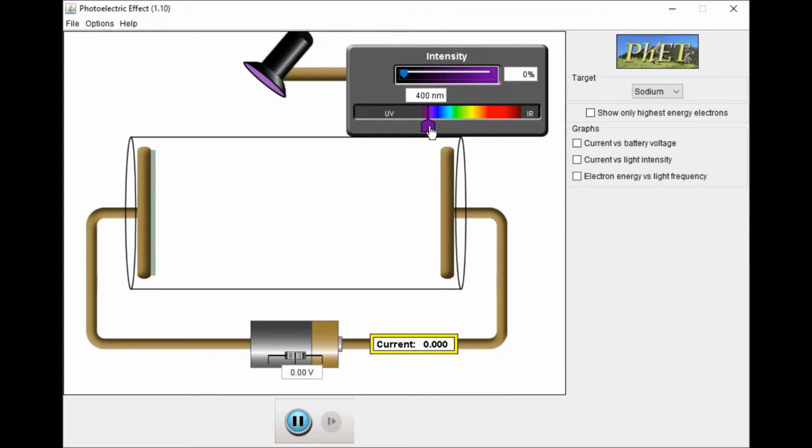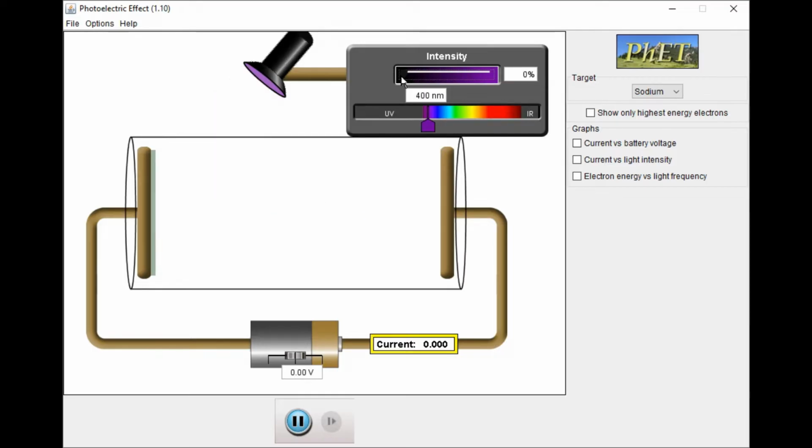Up here I can also change the frequency of the light. You can see that there's a wide range of wavelengths shown here: all the visible wavelengths, infrared, and then ultraviolet. That is changing the frequency of the light coming out of this lamp. I can also change the intensity of the light. Right now the intensity is 0, so there's actually nothing coming out. If I raise the intensity of the light, then you would see light coming out of that lamp.